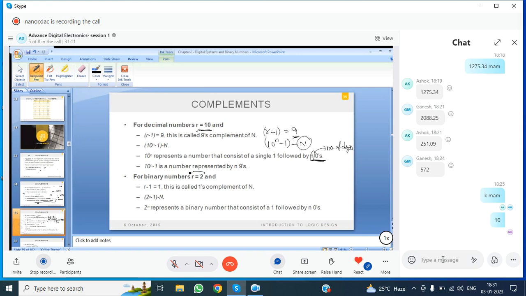For r equal to 2, for a binary number like 1010, the radix will be 2. Decimal numbers are represented by 0 to 9. For a decimal number like 45, the radix is 10. So the diminished radix complement will be 10 power n minus 1 minus N. Here 10 power n means 2 decimal places, right? So 100 minus 45.